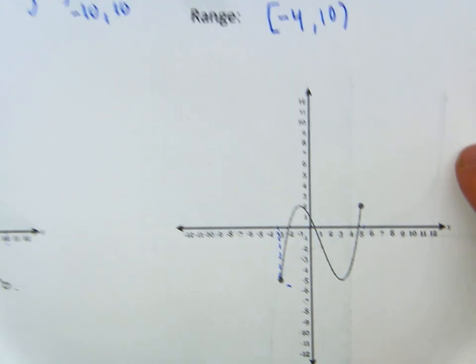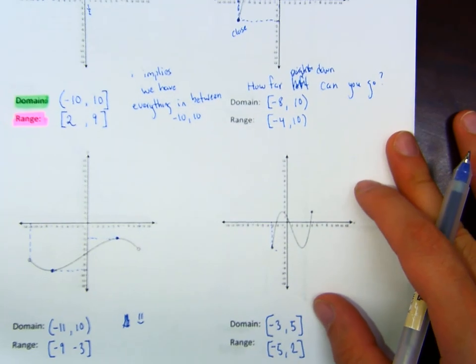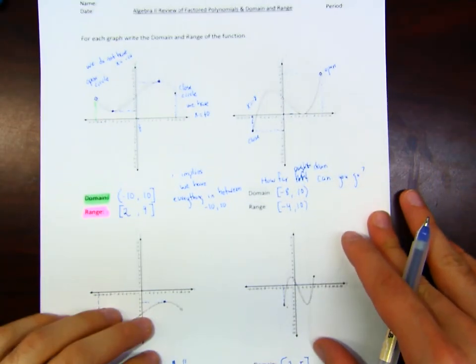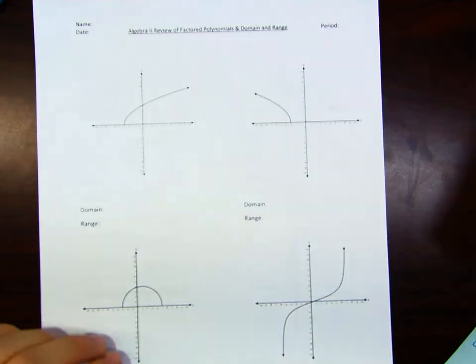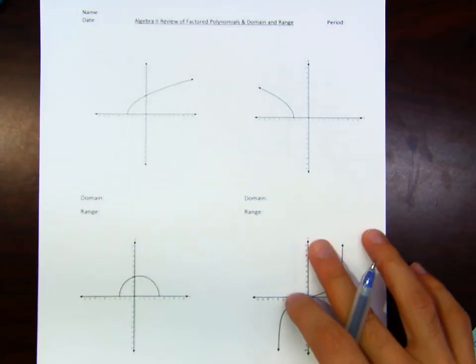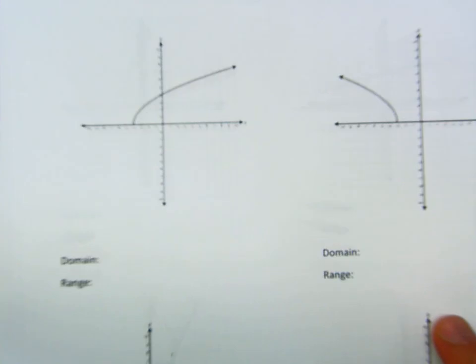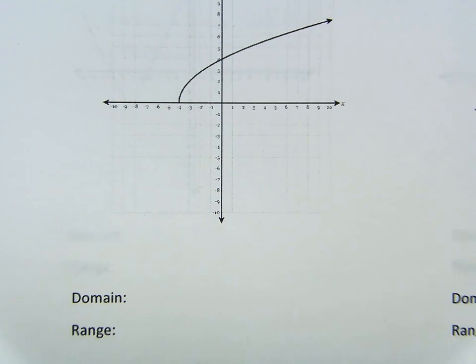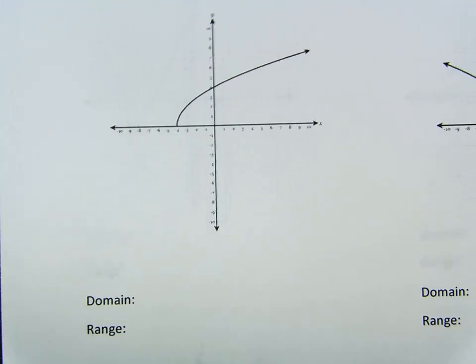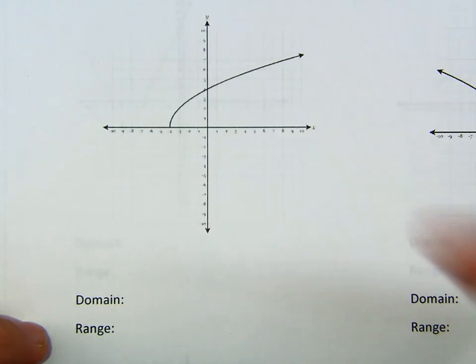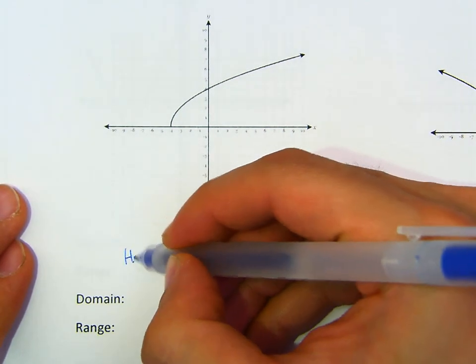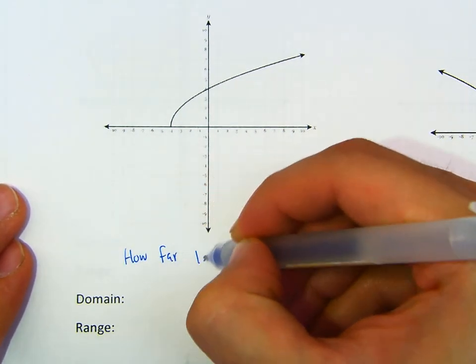Congratulations. Okay, now the next page, this was kind of just like a warm-up. The next page gets a little more tricky, but not that bad. So let's take a look here. Let's look at this graph over here. So, what's the question we ask for domain, right? What's the question we ask is, how far left can we go?